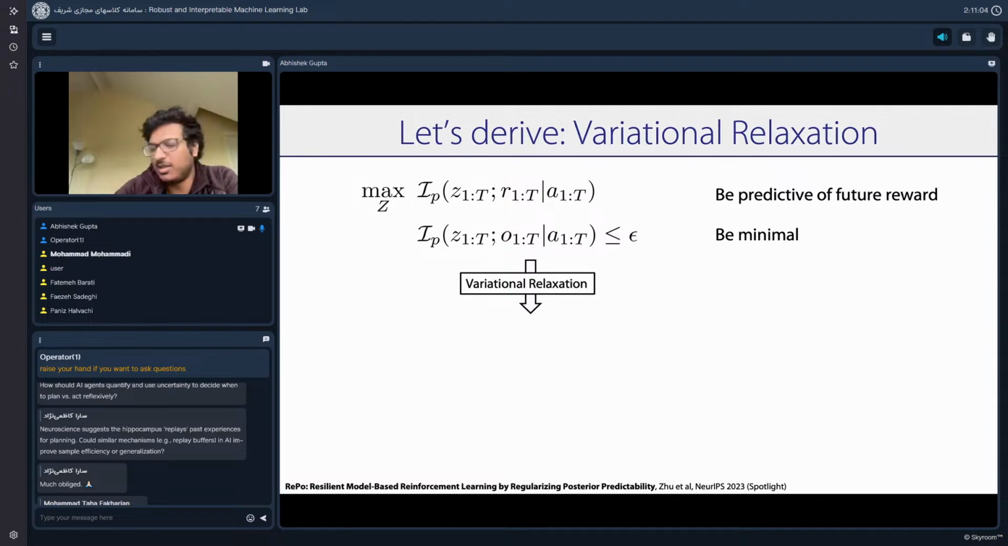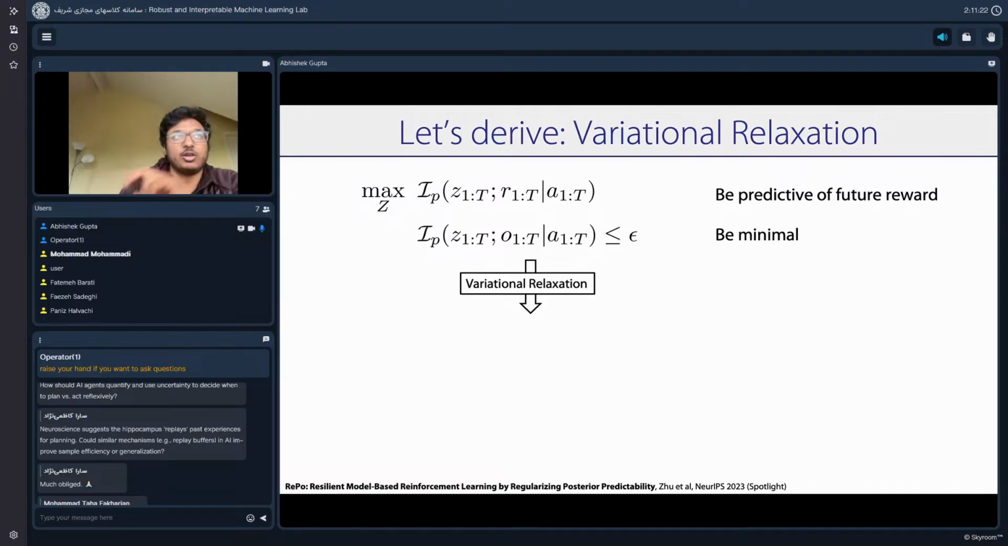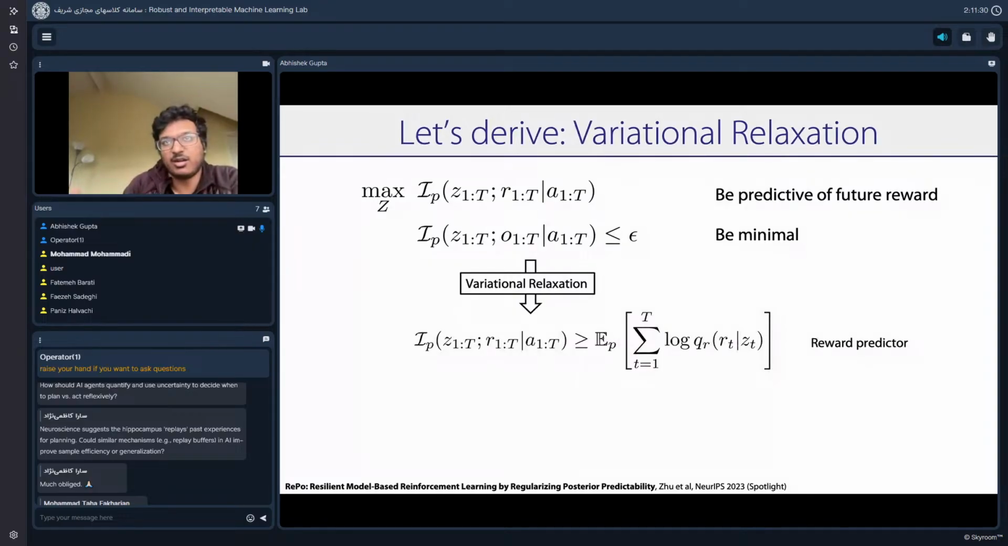Now you can go through some fancy algebra, and then you can relax this into a combination of two objectives. The details of the objectives don't matter as much, but you can think of it intuitively as follows. The top objective, the mutual information between the latents and the rewards, says let's learn latents that are good at predicting rewards. If I had a reward predictor Q_R, I want latents that are able to accurately predict rewards. That's all you want to think about.